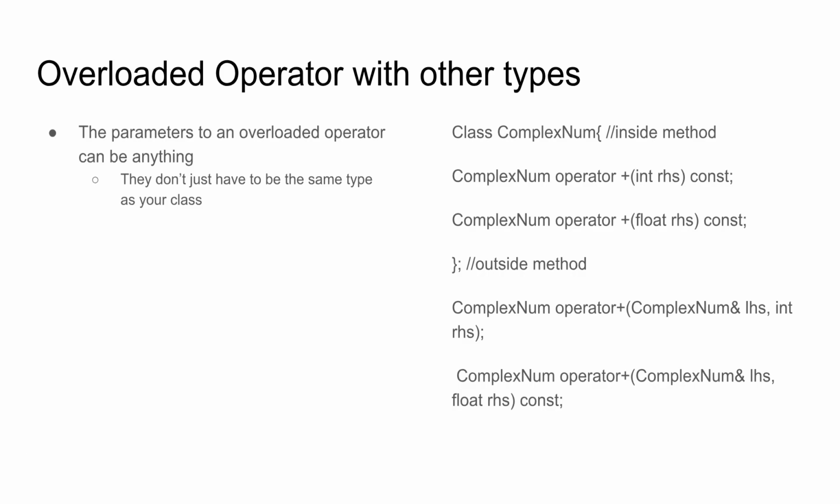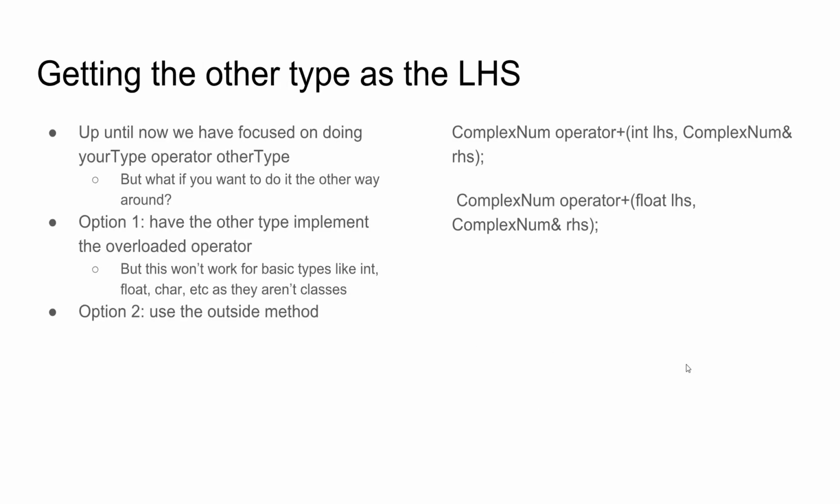Again, you can overload your operators to accept any other type as an argument. They don't just have to be yourself. So we can have our complex number accept an integer as the right-hand side, or a float as the right-hand side. And then outside, again, we could do complex number left-hand side as an int, complex number right-hand side. But again, like we said, if you want the other type to be on the left-hand side, you can't do it inside the class. It has to be defined outside the class. So operator plus int is now the left-hand side. Complex number is now the right-hand side. So now I can do 5 plus some complex number. But before I couldn't.